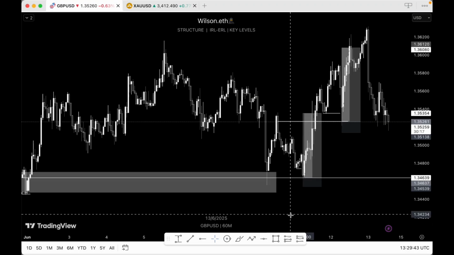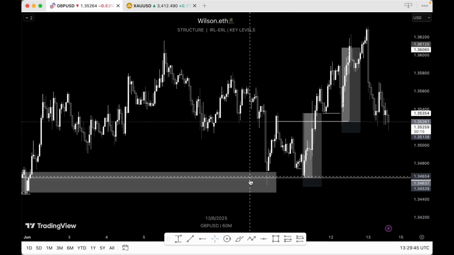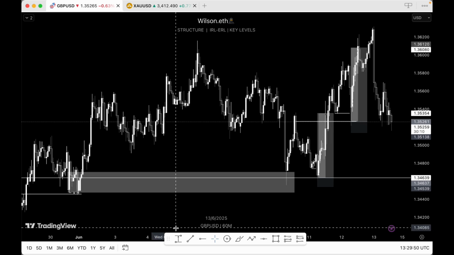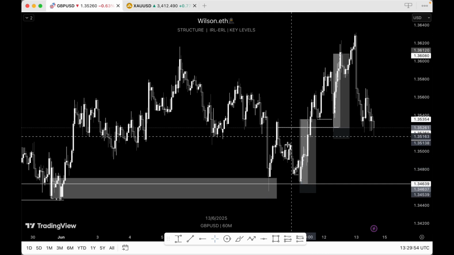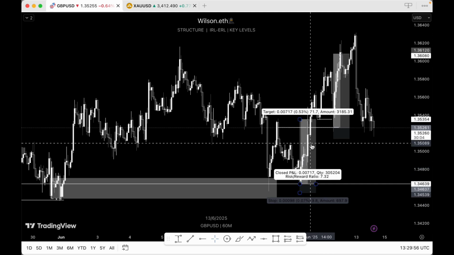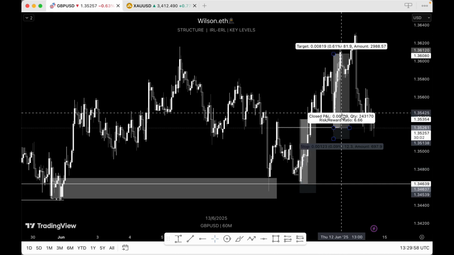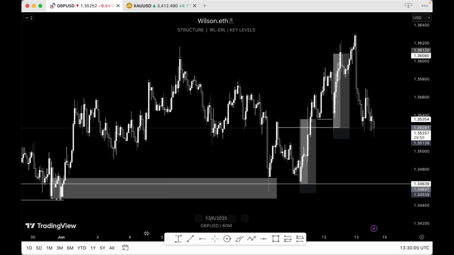Button FX here and back on your screens, and this is literally a trade breakdown on how I caught GBPUSD twice in a row. Okay, as you can see, twice in a row. The first one was 7.3 IRL, the second one was 6.6 IRL, literally 6.7 IRL. Okay, so this is how it went.